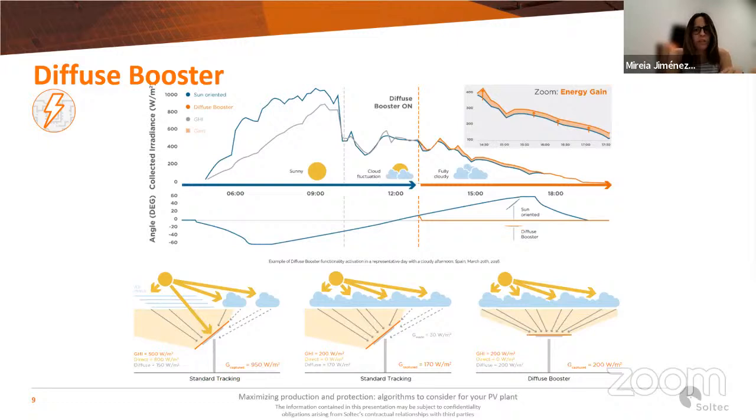Tracking systems have to include diffuse energy neutralization functionalities. The graph here shows the performance of this function compared to the standard astronomical tracking. This is a representative day in which the sky gets cloudy. Early in the day, the sun shines, and therefore the tracker maintains the orientation to the sun.